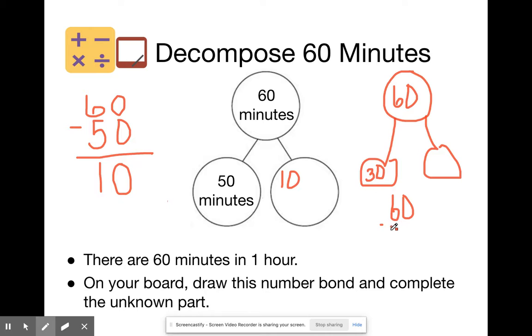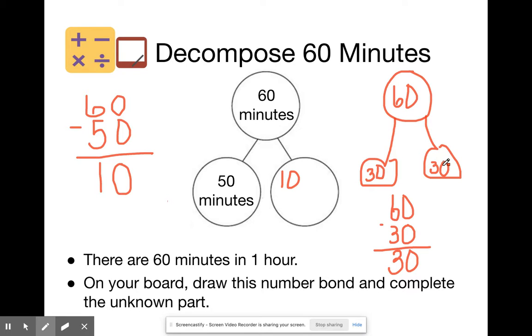And if we subtract 60 from 30, give yourself a moment to write that down. If we subtract 60 from 30, we are going to get 30 as our answer. So we have 30, so 60 minutes or an hour can also be broken up into 2 30-minute sections.